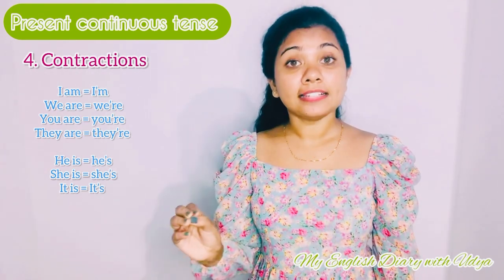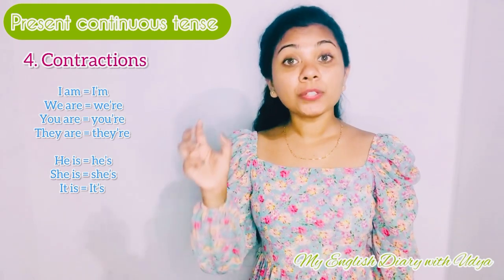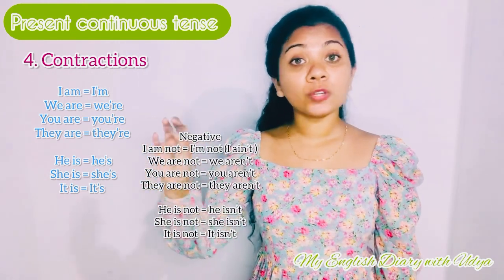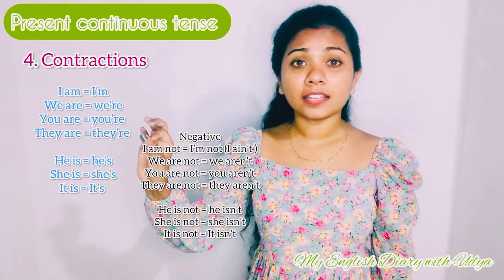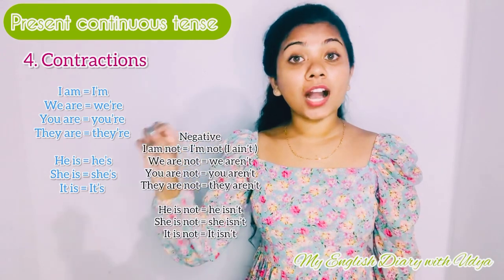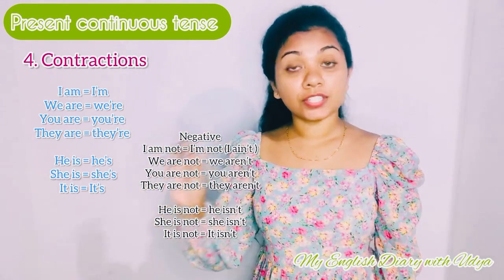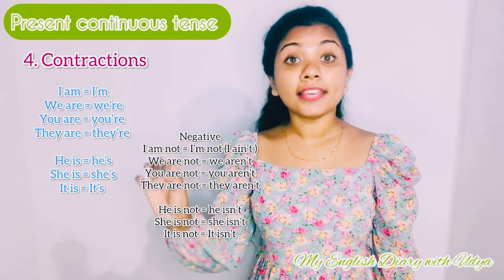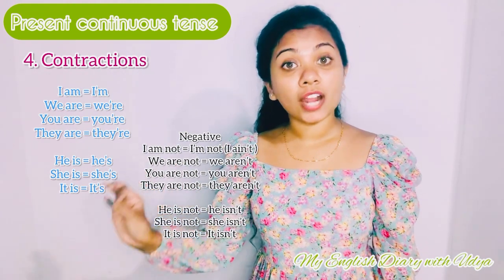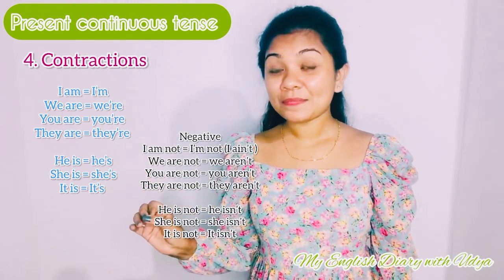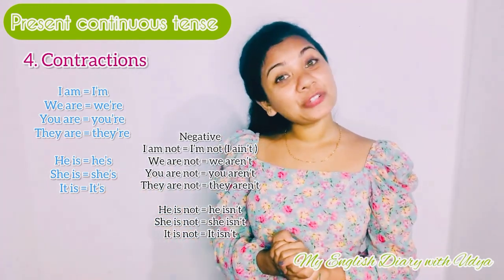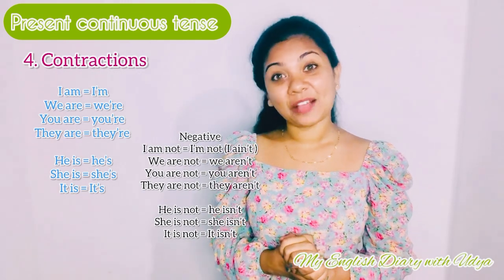Now let's learn the negative situation. How to contract the negative situations. I am not, I'm not. Am not, you could express as I ain't, but don't use it in writing or formal situations. Okay? We are not, we aren't. You are not, you aren't. They are not, they aren't. Singular ones. She is not, she isn't. It is not, it isn't. Yeah? He is not, he isn't. Okay, I suppose that you have got the contractions, how to use contractions.